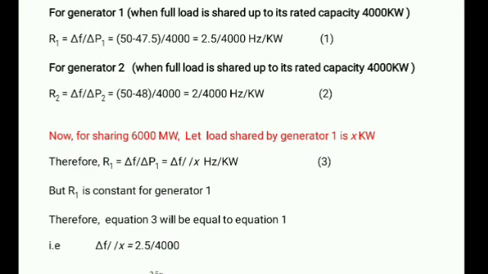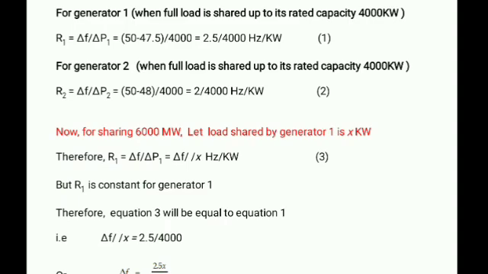Similarly for generator 2, when the load share is up to its rated capacity, R2 is equal to delta F upon delta P2, which is 50 minus 48 upon 4000, that is 2 upon 4000 Hertz per kW.